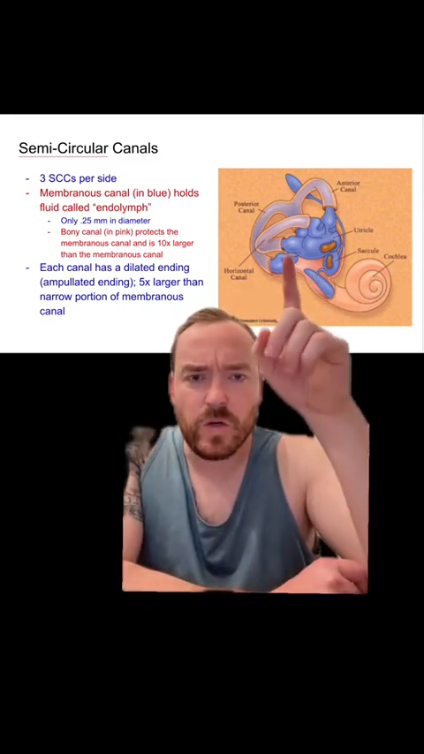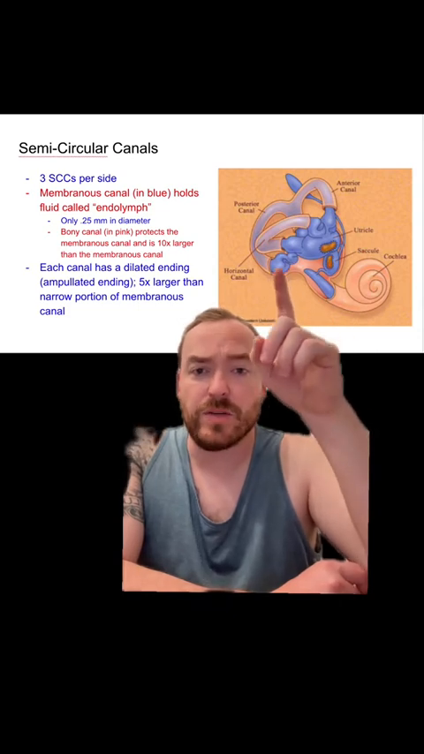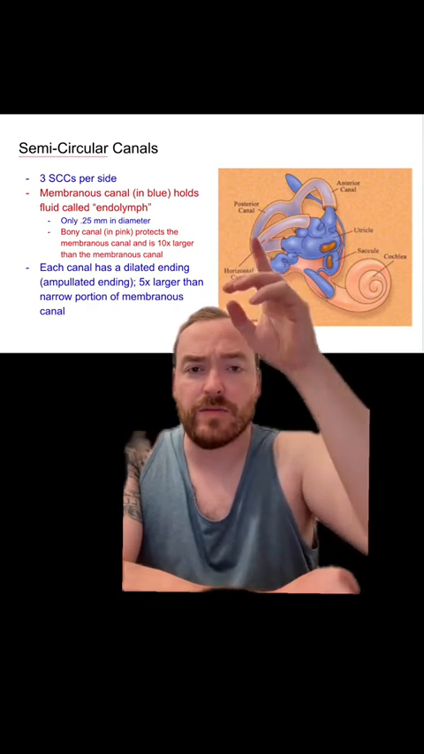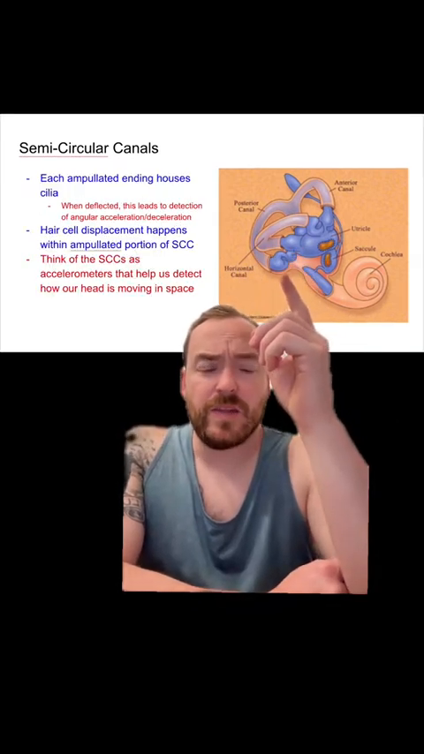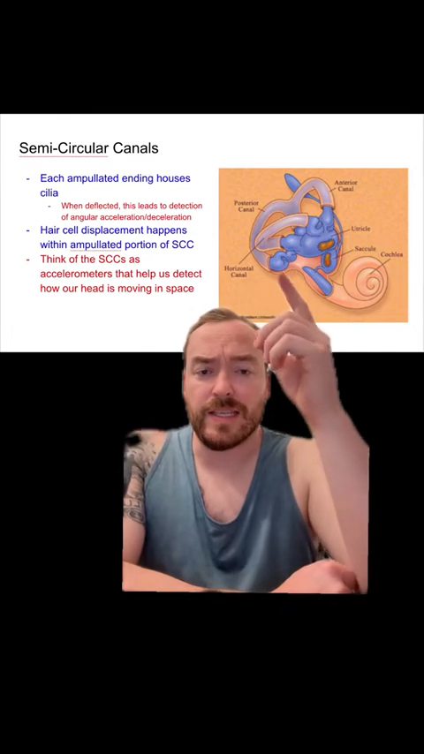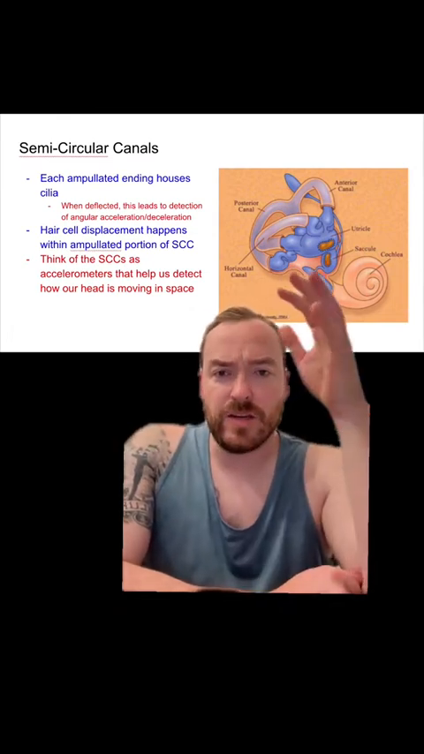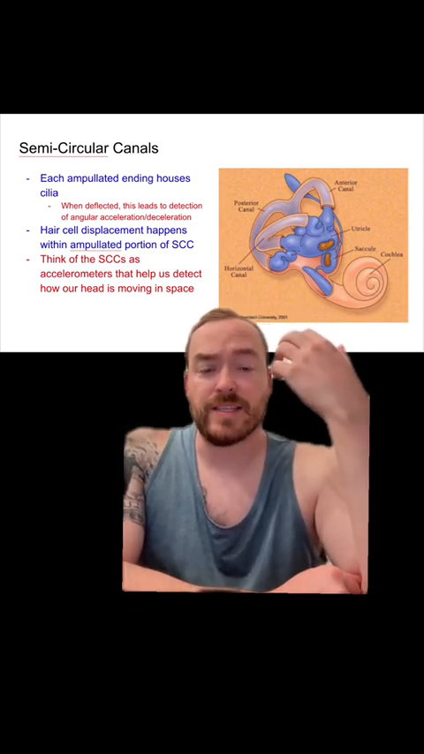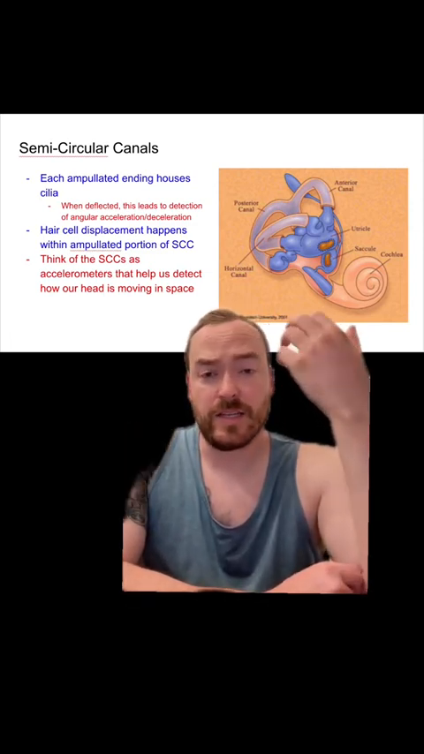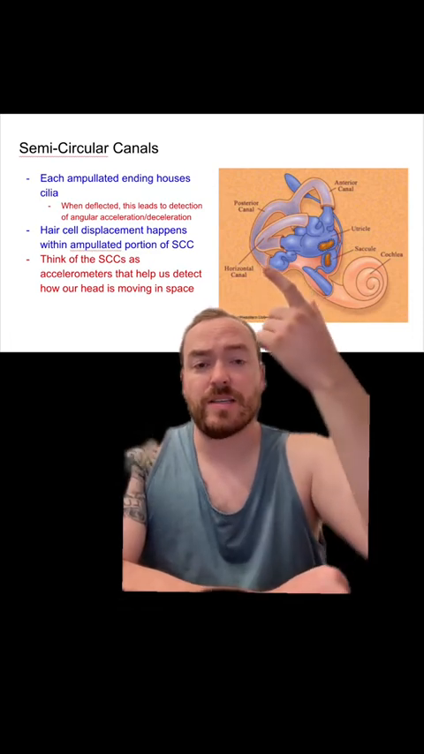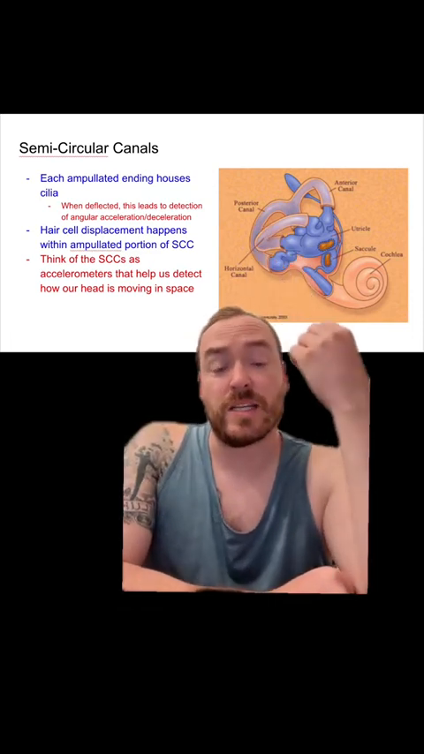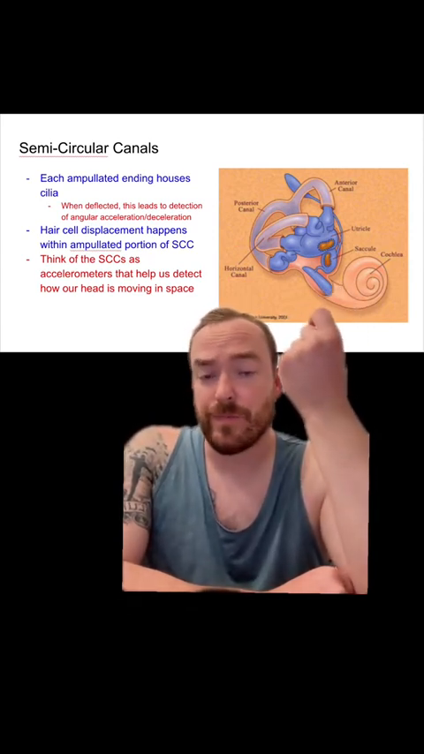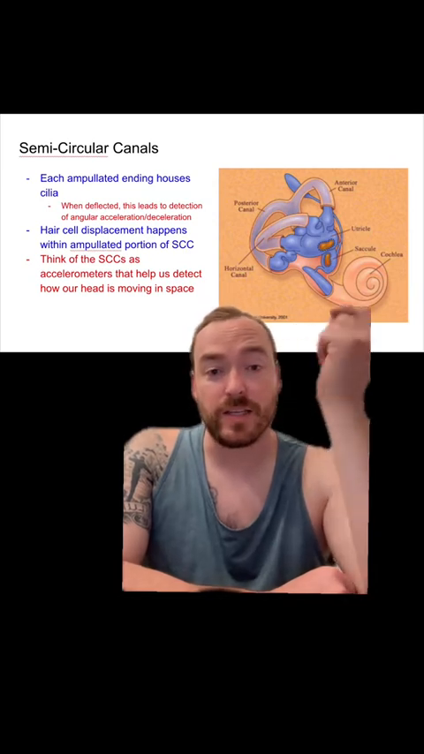At the end of each canal, you have what's called an ampulated portion. It's just a dilated portion that is 5 times larger than the narrow portion of the semicircular canal. In each ampulated ending, there are cilia, and it's the deflection of these cilia that actually leads to our brain recognizing the sensation of angular acceleration or deceleration. So just know the semicircular canals are responsible for detecting angular acceleration. And basically what that means is when you turn your head, briefly, not continuously, like spinning in circles.